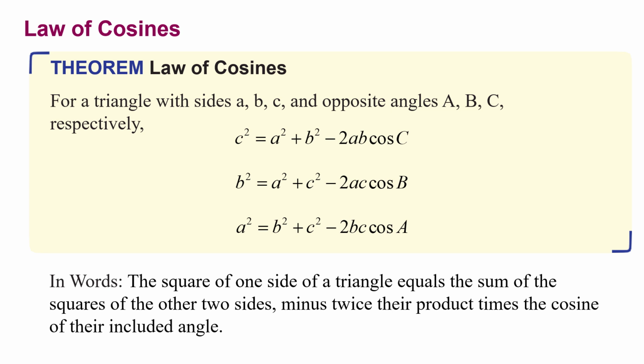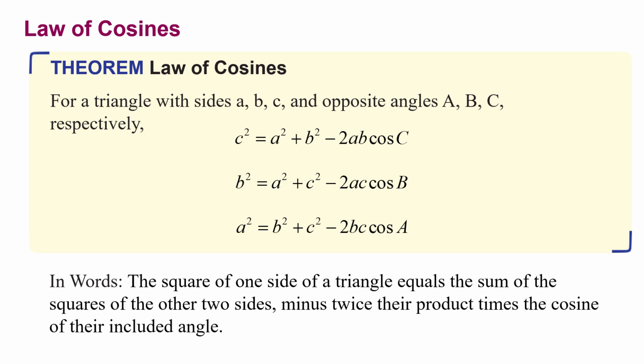Now, in other words, we can say the theorem in the following way. The square of one side of a triangle equals the sum of the squares of the other two sides minus twice their product times cosine of their included angle. It's nice to think of the relationship in words so that we're not having to memorize three separate formulas.